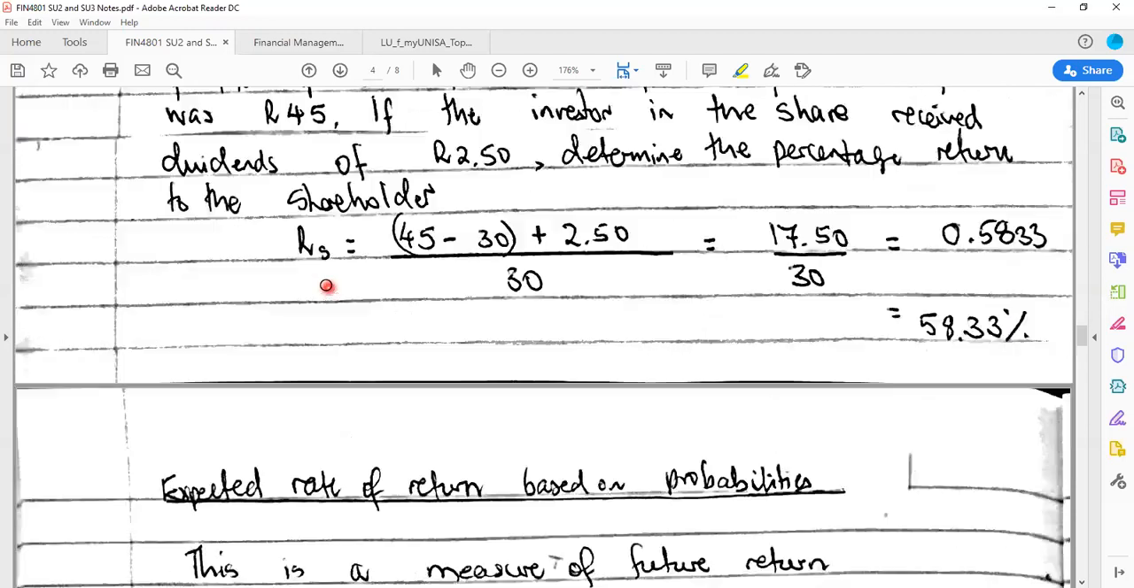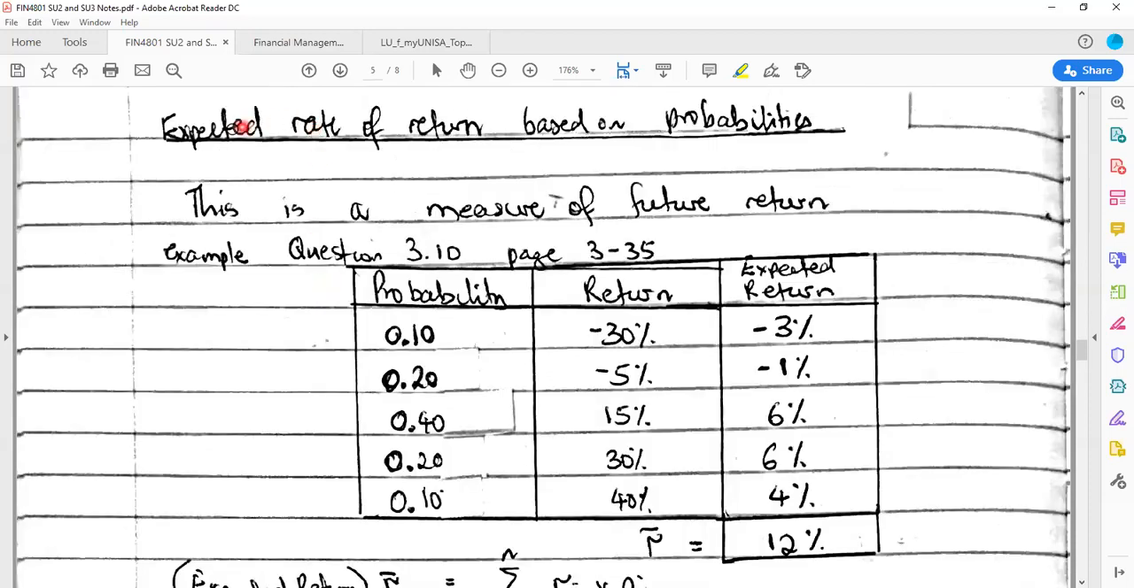And then the last way to measure return is the expected rate of return based on probabilities. And this is different from the other two measures in that this is a measure of future return. So the expected rate of return based on probabilities is a measure of future return.